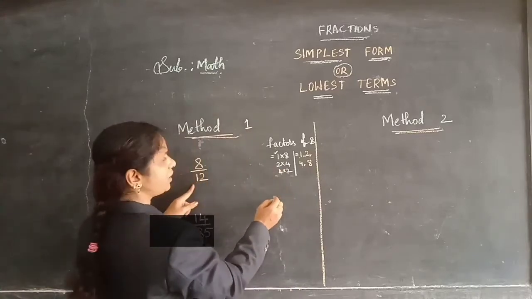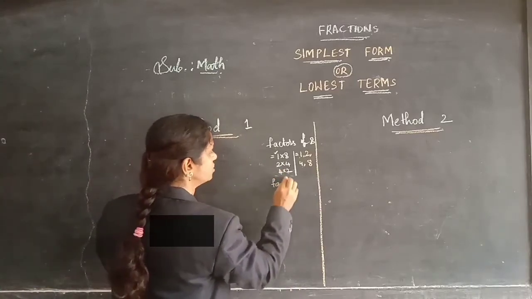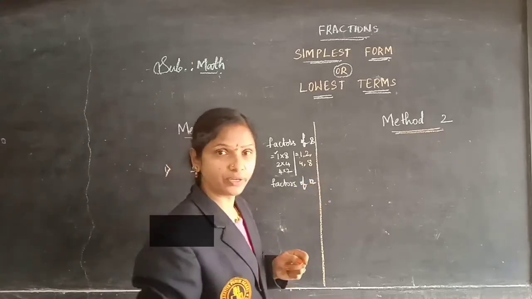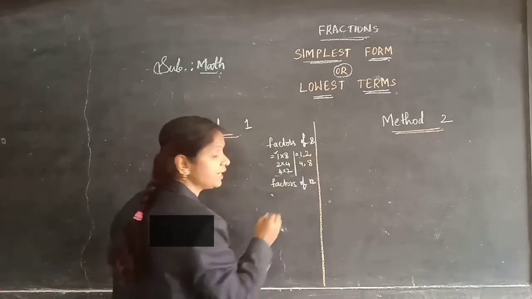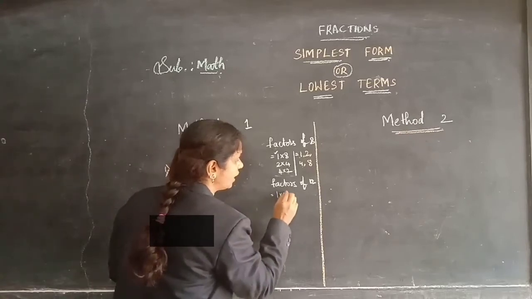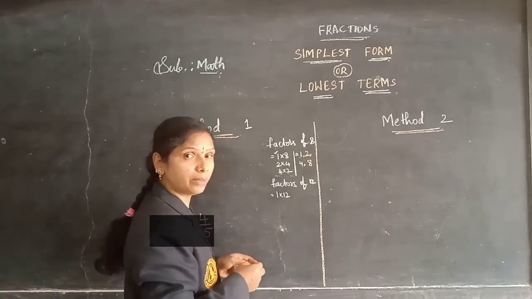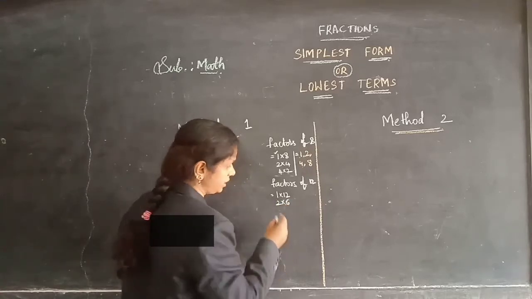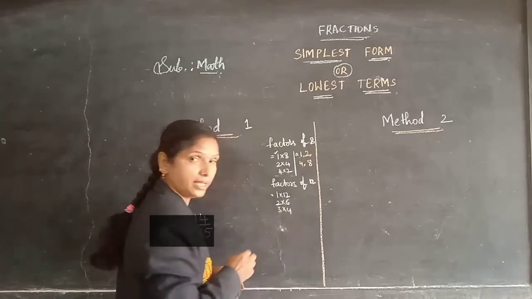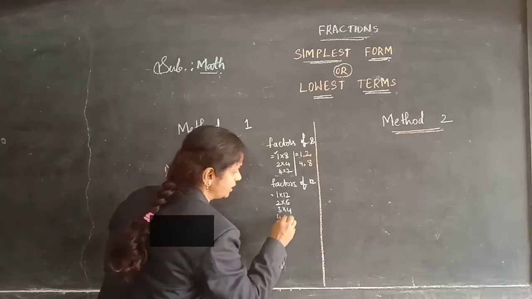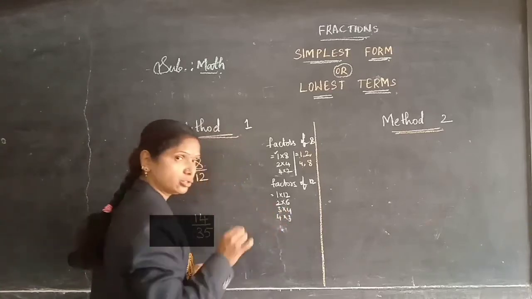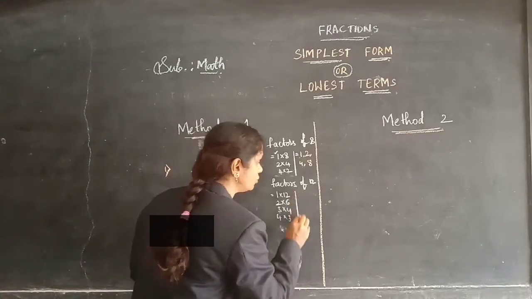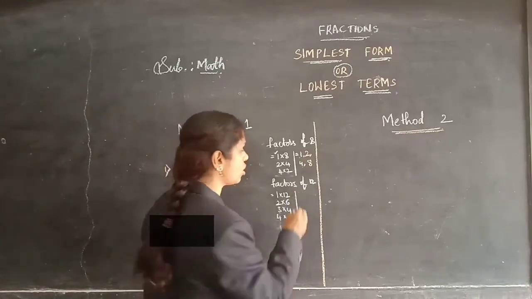Now the next denominator is 12. So factors of 12. I am writing the factors for 12 here. So 12 will come in which table? 1 12s. Next, 2 table? Yes, 2 6s. Next, 3 table? Yes, 3 4s. Next, 4 table? 4 3s. So it is repeated, children. So stop writing when the multiplications are repeated. Now start writing the factors of 12.